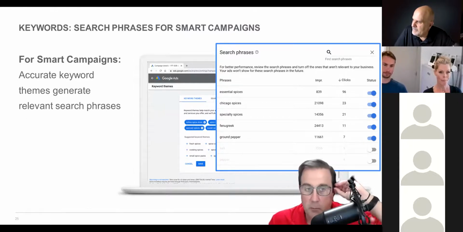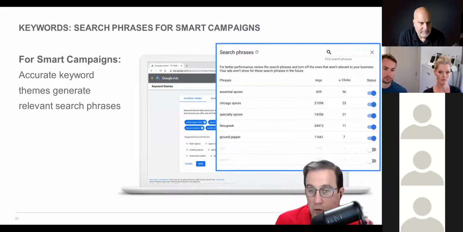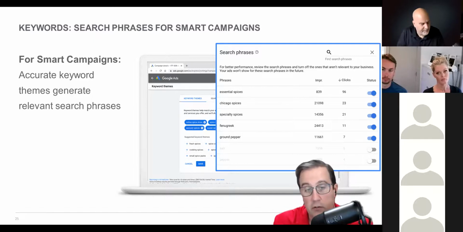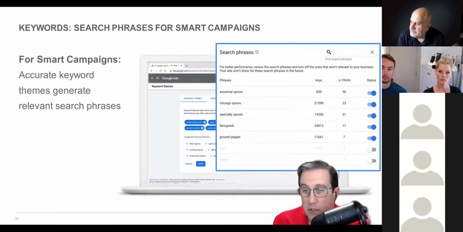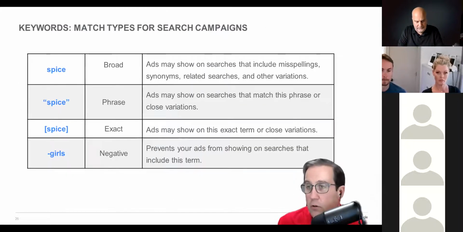Search phrases for smart campaigns. For smart campaigns, accurate keyword themes generate relevant search phrases. So when you create a smart campaign, it's going to give you phrases and you can toggle them off if there's some of these that you don't like. This is assuming that this advertiser has started a smart campaign and that it's running, and that these are some of the phrases or search terms, the actual queries that their ad was served for. If some of these they don't want to show up for, they could toggle these off. In a search campaign, we call that a negative keyword. But that's the importance of words.